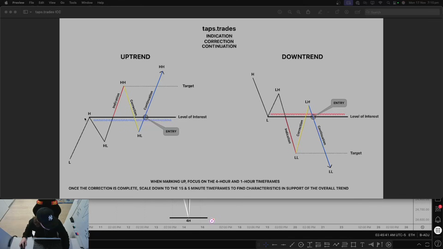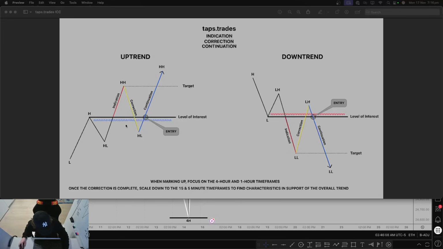So when we get that formation, we get the first phase of the ICC strategy, which is the indication phase, right? So this red section here is the indication phase, and that happens when we're breaking previous highs when we're in an uptrend, okay? The second phase is the correction phase. The correction phase is when price sells back down below our previous high.